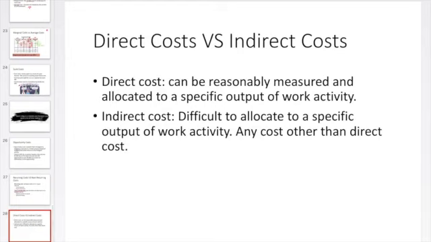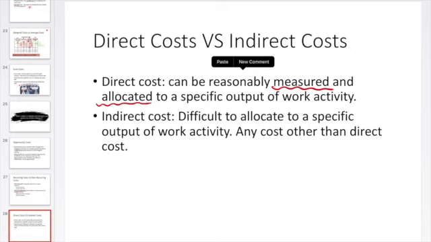And then the direct costs and indirect costs. A direct cost is something that can be reasonably measured, so you can quantify that. You can allocate those resources to a specific output or work activity, like the material cost. You can clearly say, for that one product, how much material cost is spent. That's easy to quantify, and that's easy to allocate.